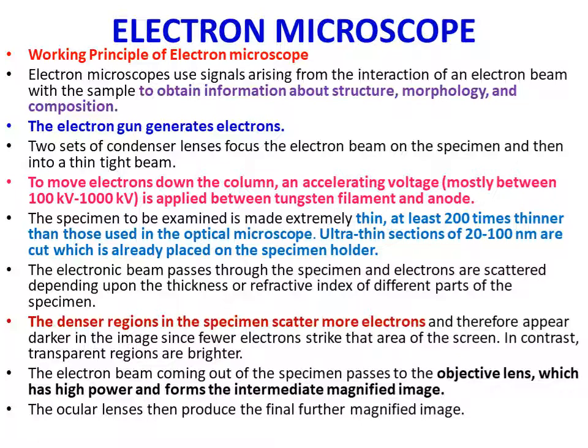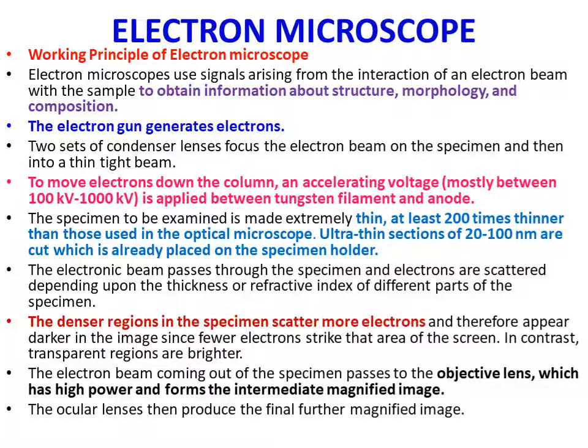The electron beam passes through the specimen and electrons are scattered depending upon the thickness or refractive index of different parts of the specimen. Different areas of the specimen have different thickness, so the refractive index changes. The denser regions in the specimen scatter more electrons and therefore appear darker in the image, since fewer electrons strike that area of the screen. In contrast, transparent regions appear brighter, whereas denser regions appear dark.